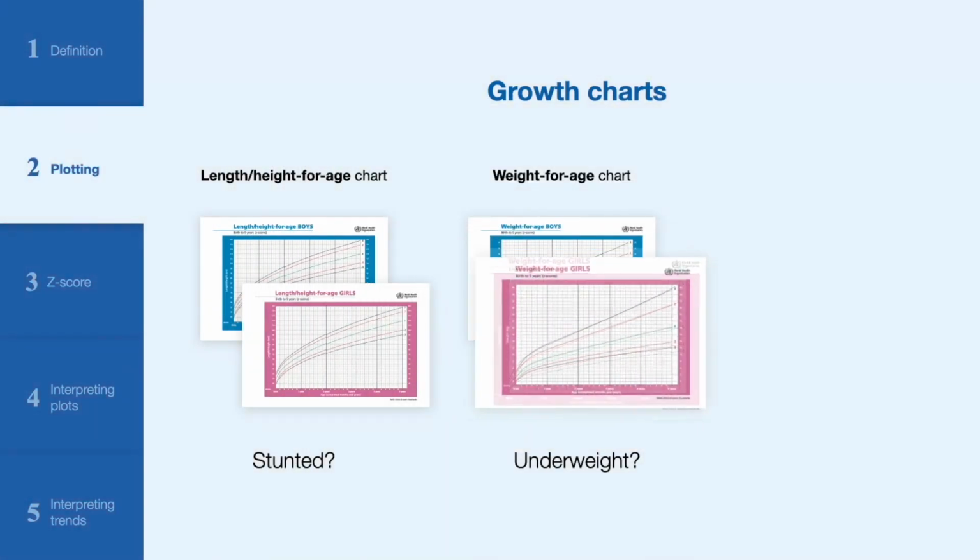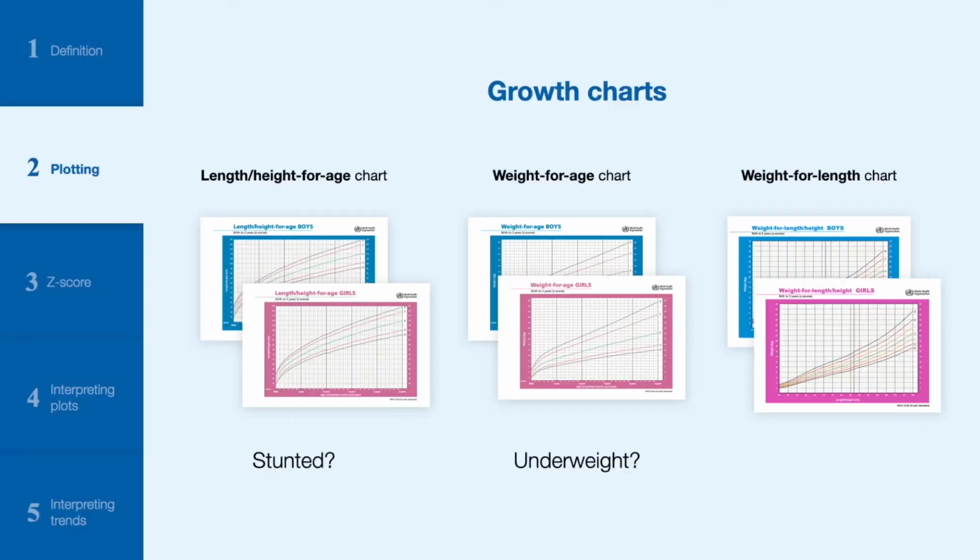The weight for length or height, or the BMI for age growth chart, is used to identify children who are wasted and severely wasted. This is often caused by a recent illness or food shortage causing acute and severe weight loss. The wasting can be chronic as well, and BMI for age charts become useful when the age is unknown, such as with refugee children. These charts are also more helpful to identify children who are at risk of becoming overweight or obese.